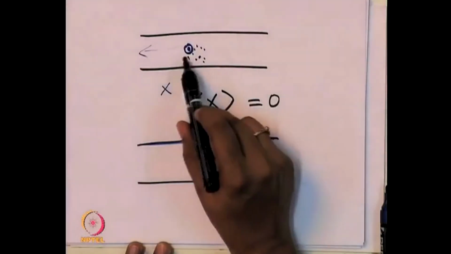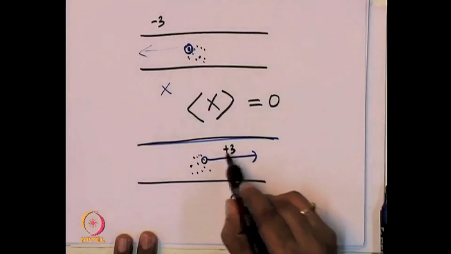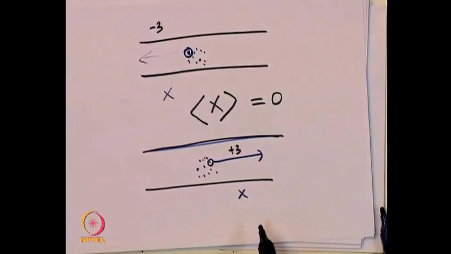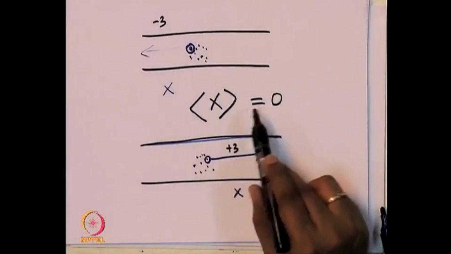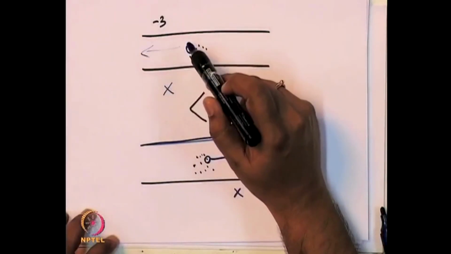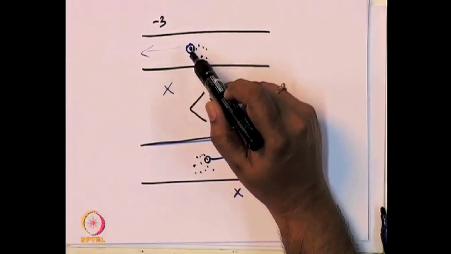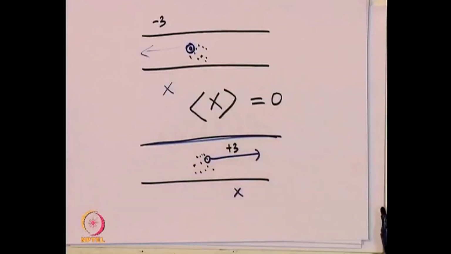In the first experiment it might have moved minus 3 centimeters. In the next experiment it might have moved plus 3 centimeters. So if you just repeat this experiment many times and find the average, you will get 0. That's what it precisely means. It means that in a diffusion experiment, if you look at the position of one particle over many experiments, the average over all experiments will give you the average position as 0.